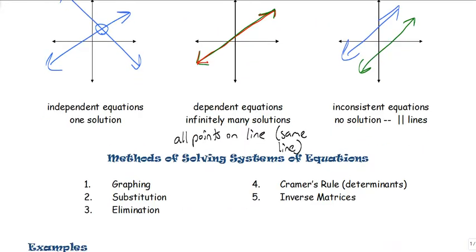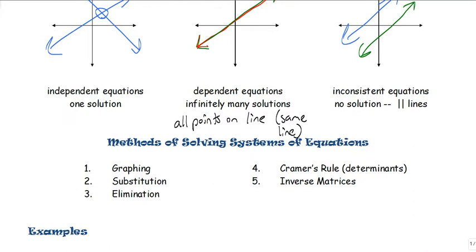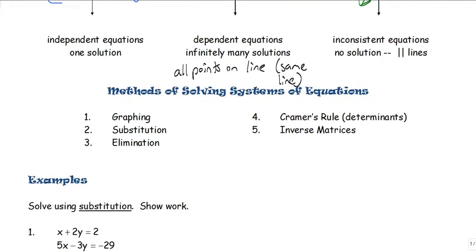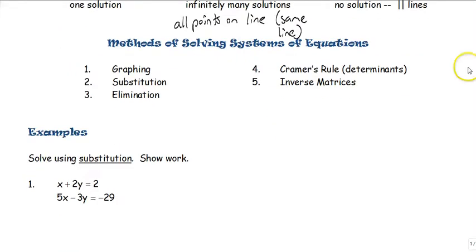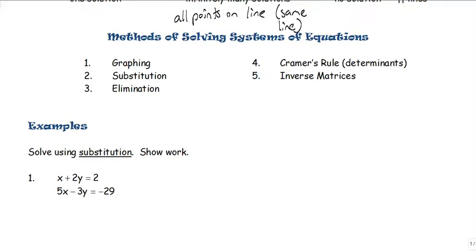Okay. There are 5 methods we're going to be using. Today we're going to talk about graphing, substitution, and elimination. Tomorrow, or the next video, we'll talk about Cramer's rule. And we'll get into inverse matrices later. Alright, so substitution.